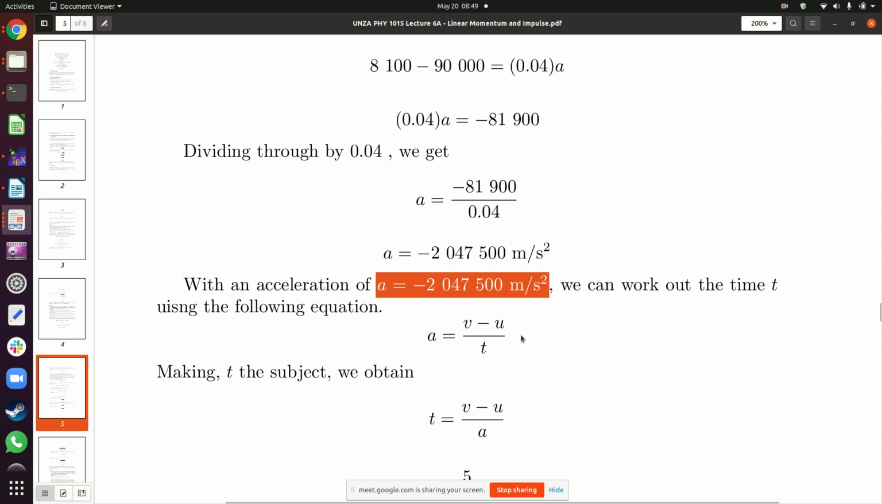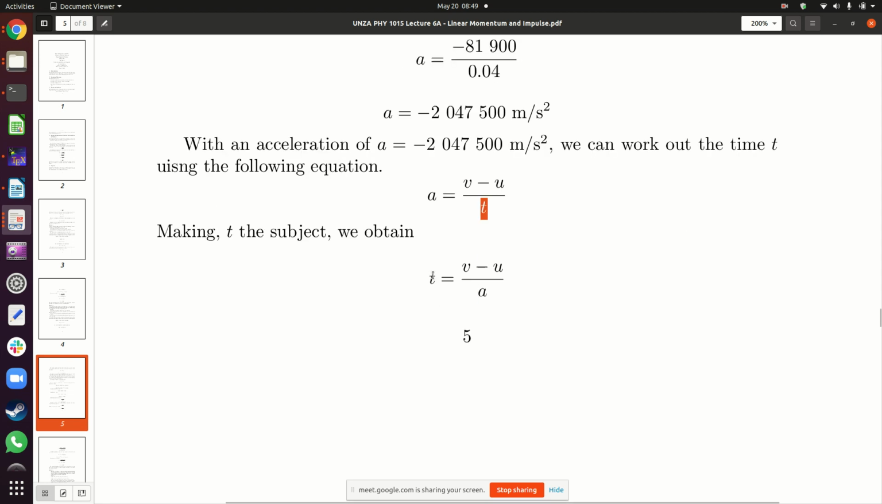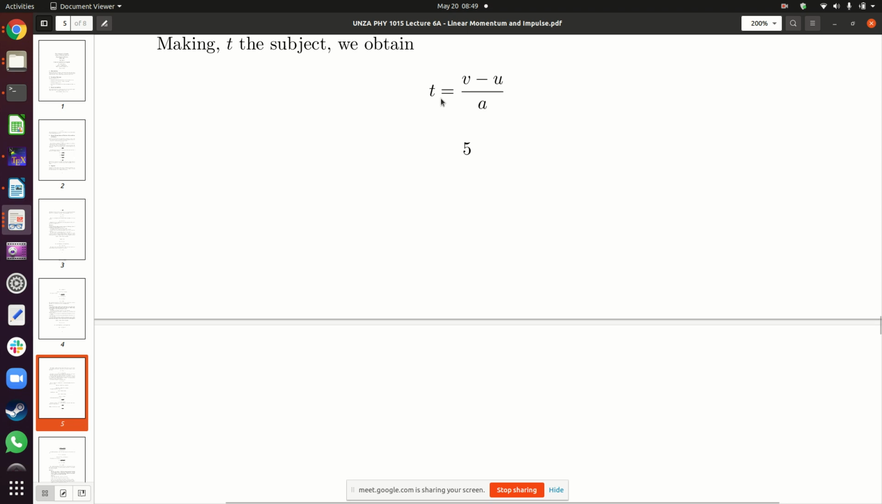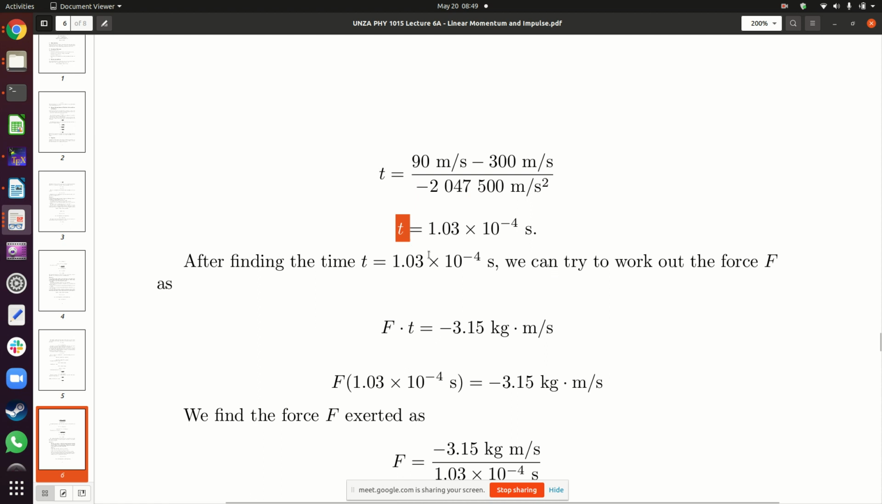Now we know the acceleration. With this acceleration, we know that acceleration a is given by the final velocity minus the initial velocity divided by the time. So we make the time the subject. When we make the time the subject of the formula, we end up having time t, which is one of the things we need to work out impulse. t is going to be equal to the final velocity minus the initial velocity divided by the acceleration. With this acceleration we have found, it's now possible for us to find out what the time is. So that's going to be 90 meters per second minus 300 meters per second divided by this acceleration, and we end up having a time t which is equal to 1.03 times 10 to the power minus 4 seconds.